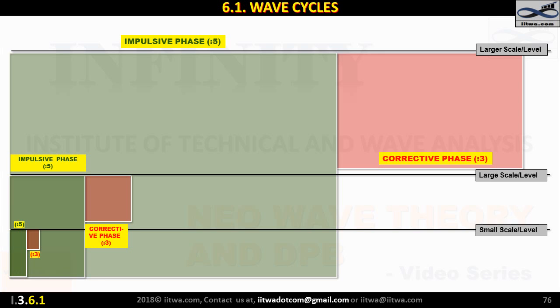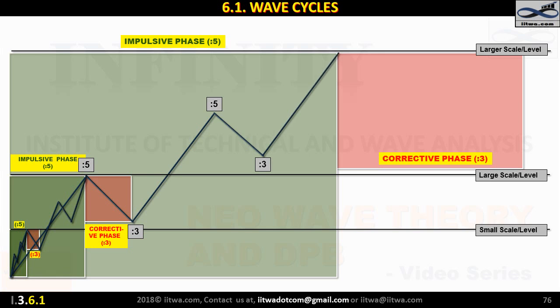Each impulsive phase is shown with base structure colon 5, which is pronounced 5. Colon 5 means there are again small degree waves inside each impulsive wave, which have the base structure series 5, 3, 5, 3, 5. A corrective phase is shown with base structure colon 3, which is pronounced 3. Colon 3 means there are again small degree waves on a small scale, which have the base structure series 5, 3, 5.